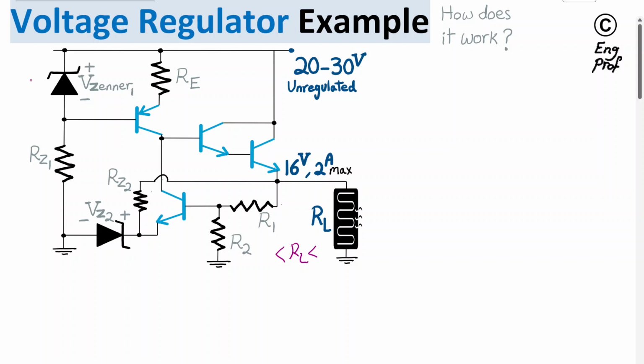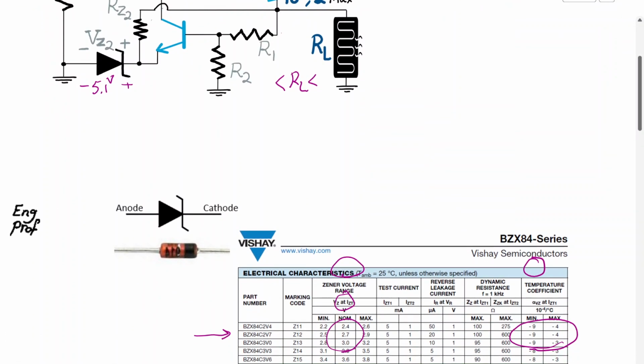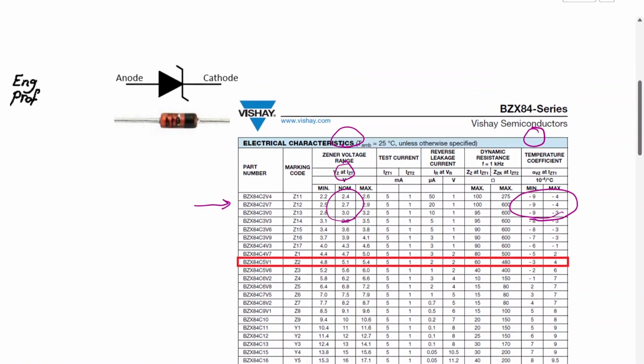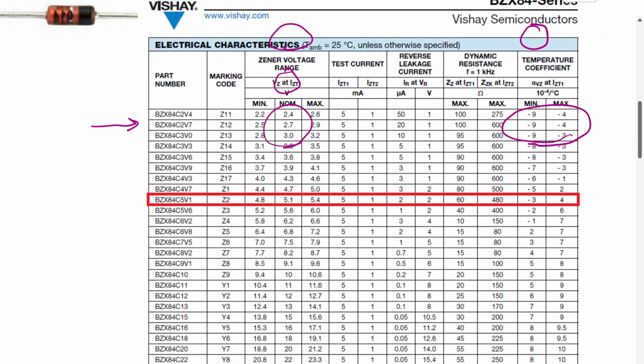Let's make the assumption that this Zener diode shown here is a 3.6 volt Zener diode with 3.6 breakdown voltage, and that this one is a 5.1 volt Zener diode. As a reminder, a Zener diode is symbolically shown this way, with the cathode and anode as you can see here. I'm also showing as an example a table from Vishay, a distributor of electronic components.